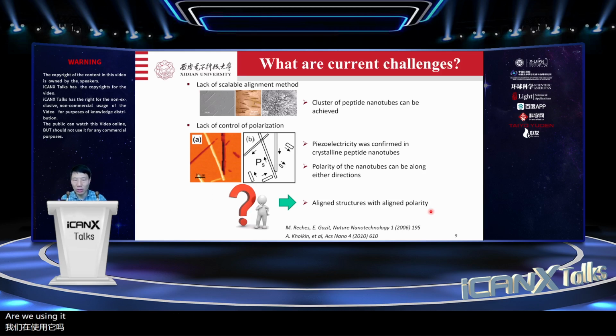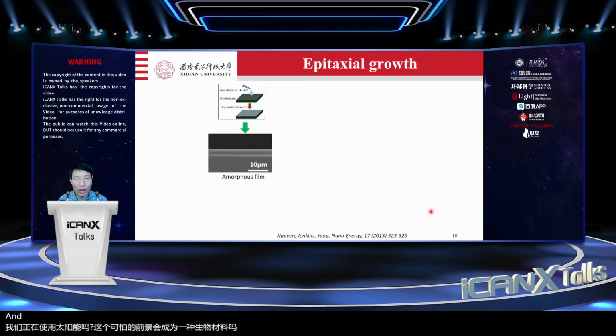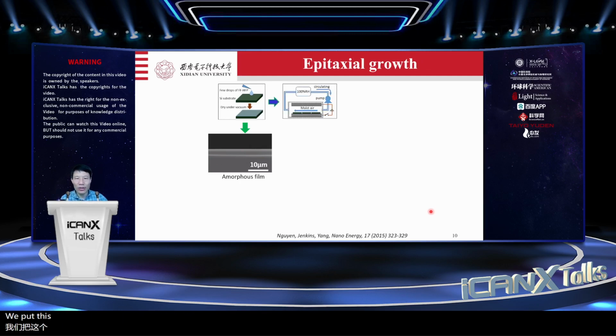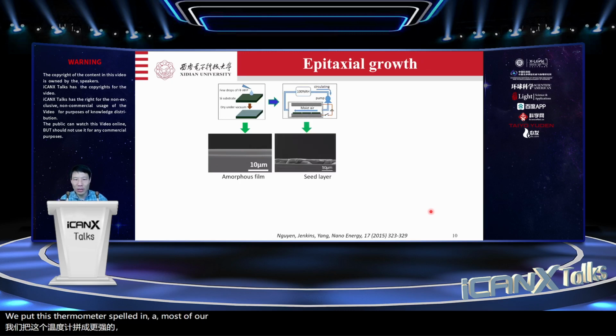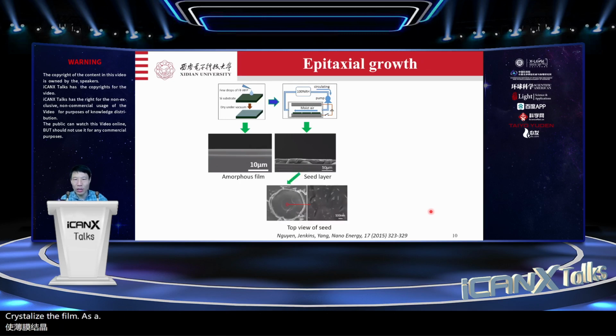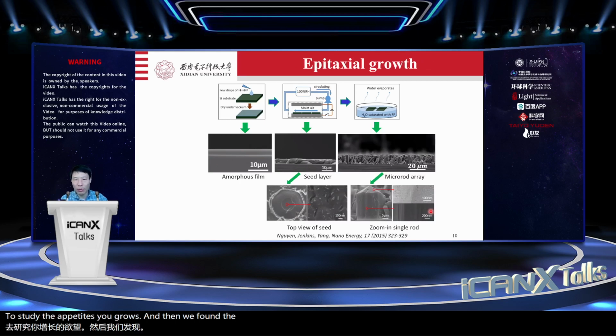Will this poling process work for biomaterials? And we put it to the test. First, we fabricate the material. It's quite simple. We just put some FF, diphenylalanine, solution on a substrate. They form an amorphous film. We put this amorphous film in a moisture environment and it will be crystallized. We use this crystallized film as a seed layer, then put it in a solution to start the epitaxial growth. And then we form the microrod arrays.